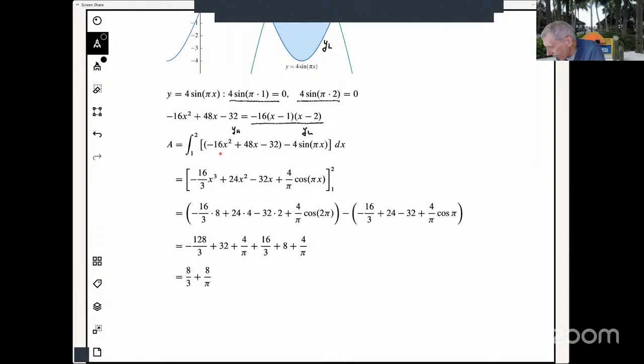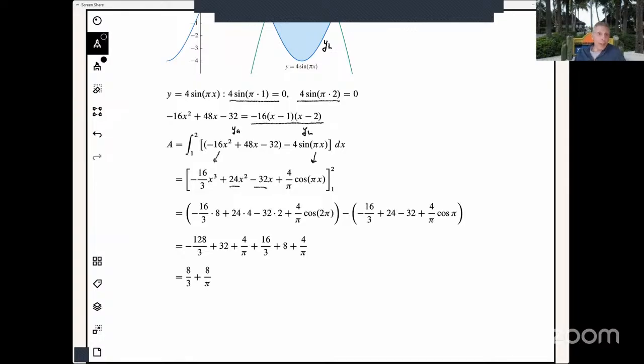So I find an antiderivative, or I integrate term by term. There's my minus 16 times x cubed over 3, 48x squared over 2. A little simplification, minus 32x. To go from here, this is really a pretty straightforward u-substitution, so I didn't put that in there explicitly.